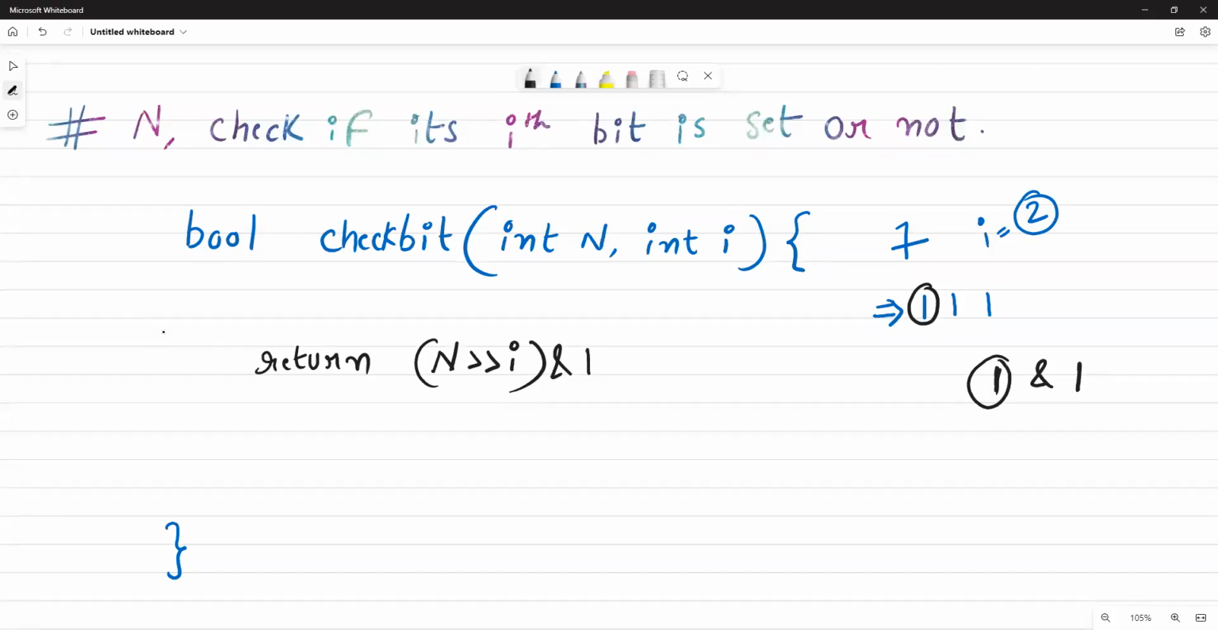Clear? Instead of this, you can also do n right shift I, so again it will take your bit to the last. You can do modulus 2. If it would have been odd, then it will return 1. 1 means true. If it would have been even, then it will return 0, which means the bit is not set. It's an unset bit.